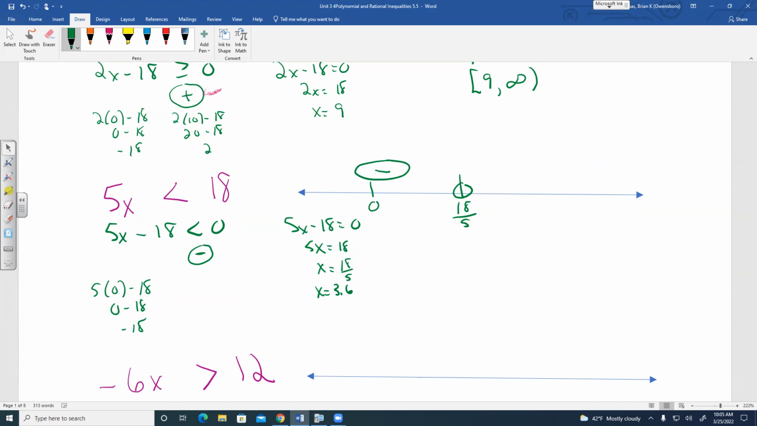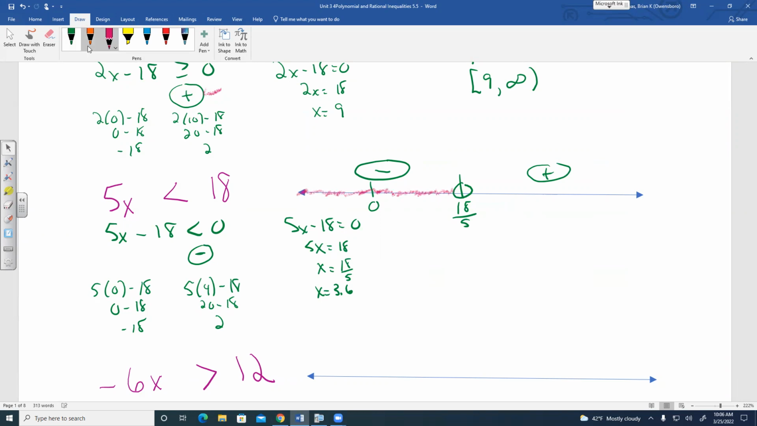But let's just double check to see what the right-hand side looks like. So something right of 3.6 would be like 4. So if I type in 5 times 4 minus 18, I'm just looking for a negative value, or a positive value for that matter. So 20 minus 18 would be 2. So that would be a positive value. So right of 18/5 would be positive. And since we were looking for negative, this tells us to shade to the left. That's where it's going to be negative. So anything left of 3.6 should create a negative value.